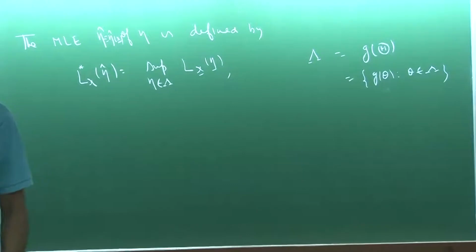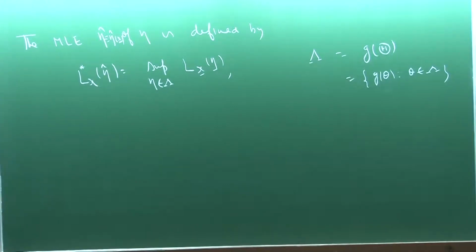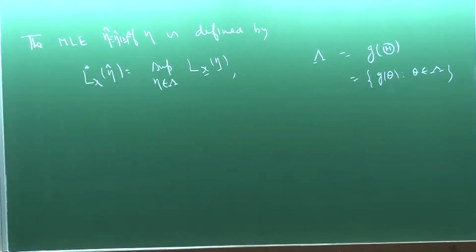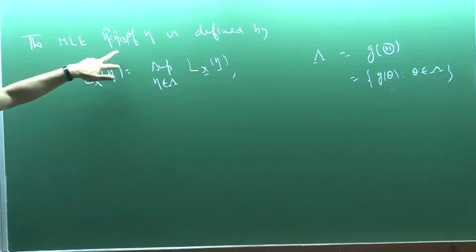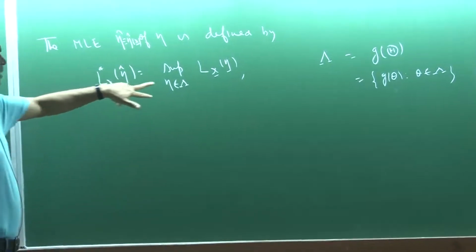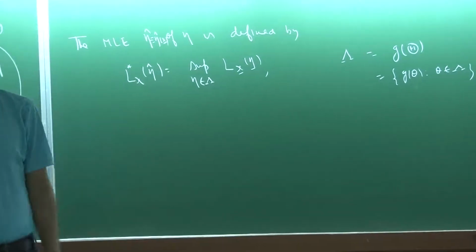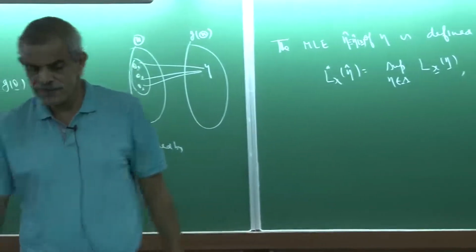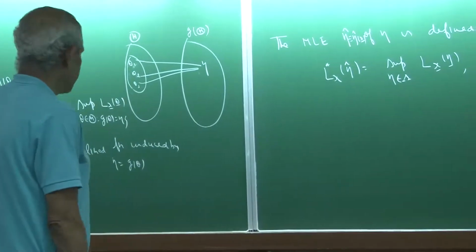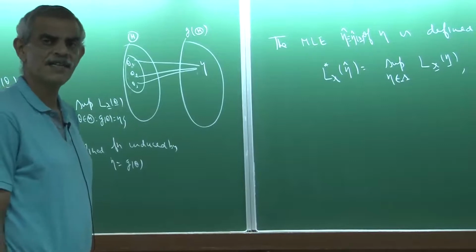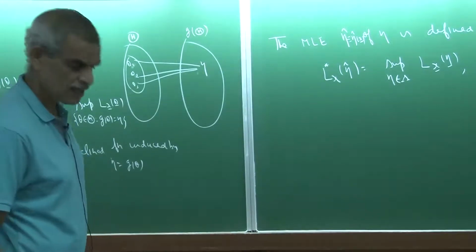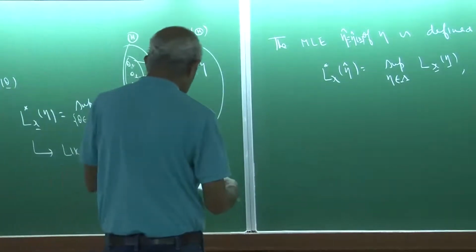So certainly, if I take my G to be the identity map, I should get the same estimate. That means in the situation where G is the same as the identity map, this function should be maximized by theta itself. In fact, I'll prove in general that if theta hat is an MLE of theta, then G of theta hat is an MLE of G of theta. So that is what the next result is.